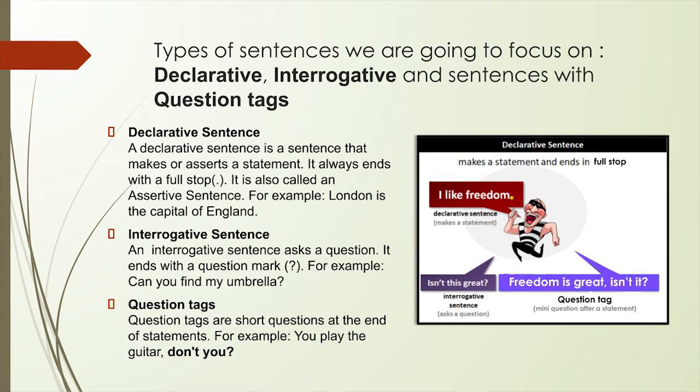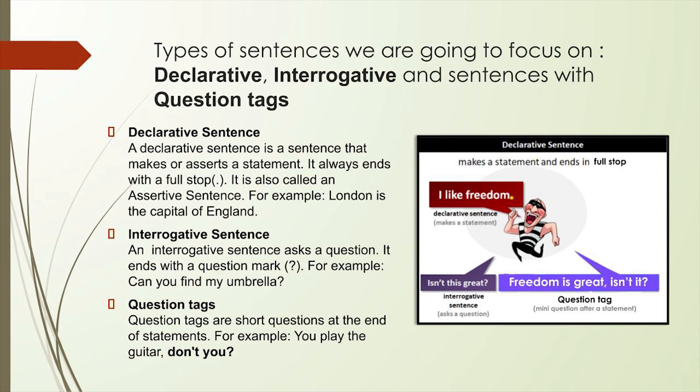If the sentence is positive, the question tag turns negative. For example, you play the guitar, don't you? Here, the sentence, you play the guitar, is positive, whereas the question tag, don't you, is negative.